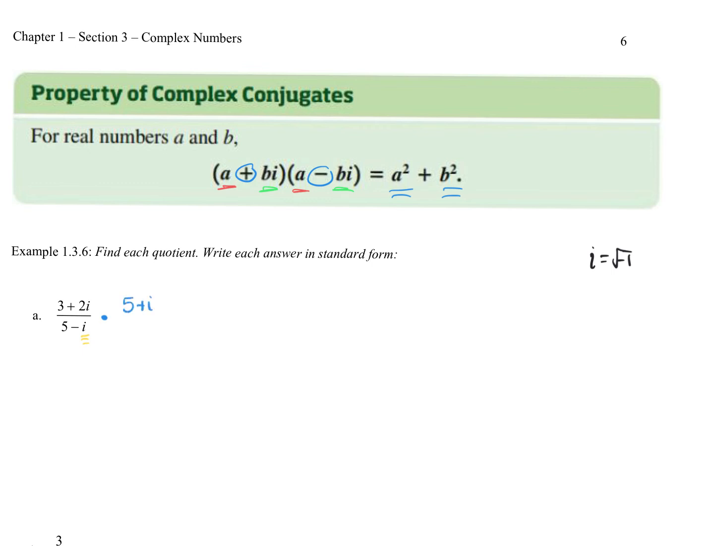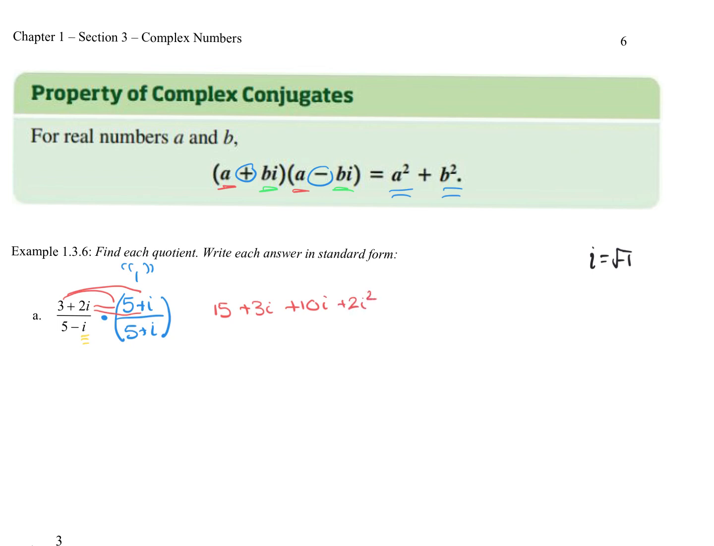5 plus i over 5 plus i. Since this is the same top and bottom, it's like multiplying by 1. So I'm not changing anything. So now I have to FOIL the top and the bottom. So on top, 3 times 5 is 15. 3 times i is 3i. 2i times 5 is 10i. And 2i times i is going to be a plus 2i squared.